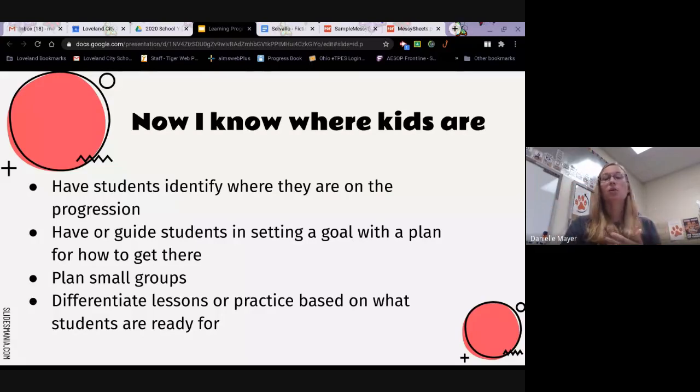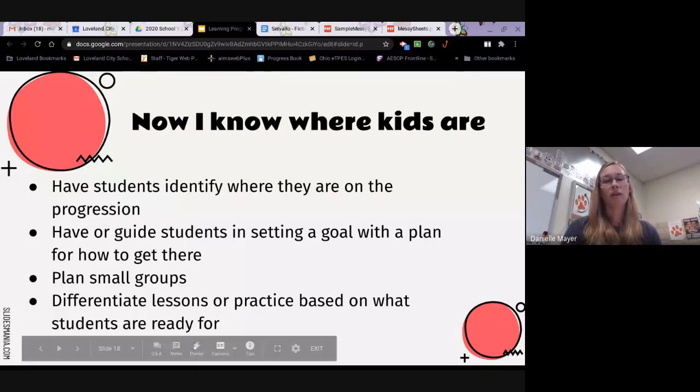We can plan small groups. We can differentiate lessons. When I was in the classroom, I really loved to have Word Work Wednesdays, where I could differentiate my small group lessons into word work groups rather than the reading groups I normally have. Some other times, we can help them in more of an independent practice when we know what they're working on. And that also gives them more ownership over where they're going.